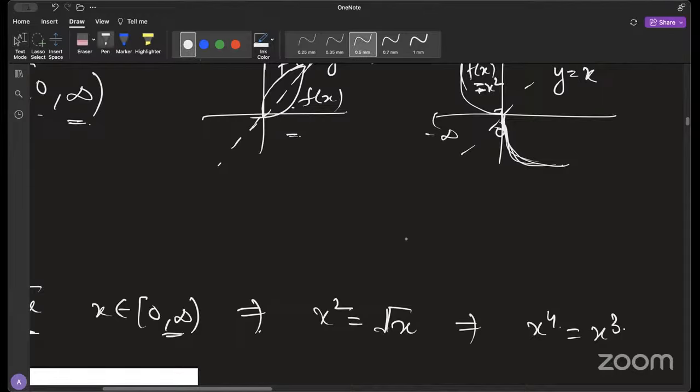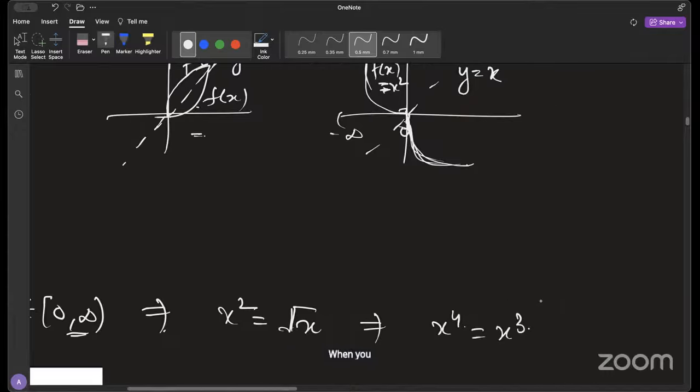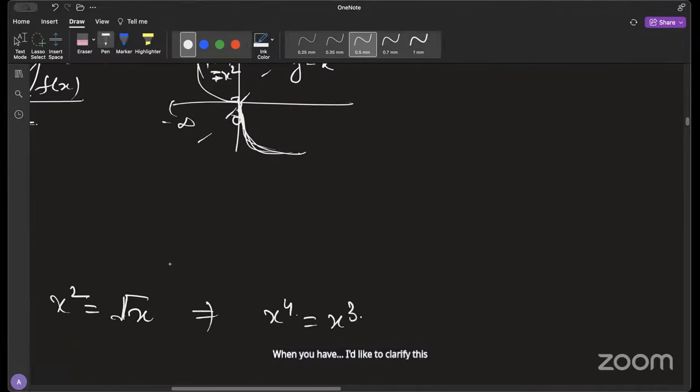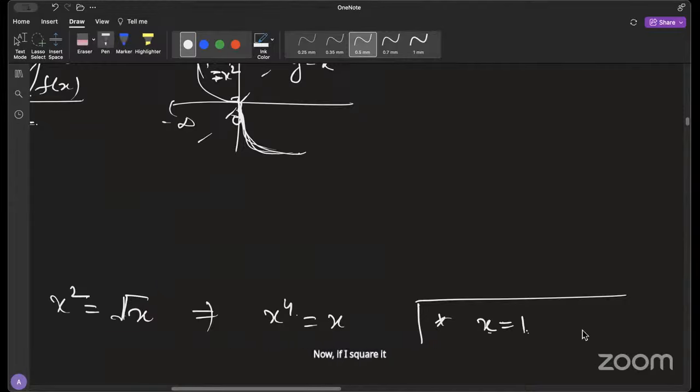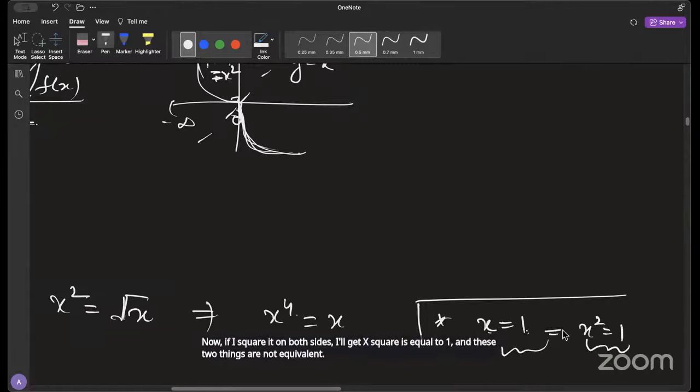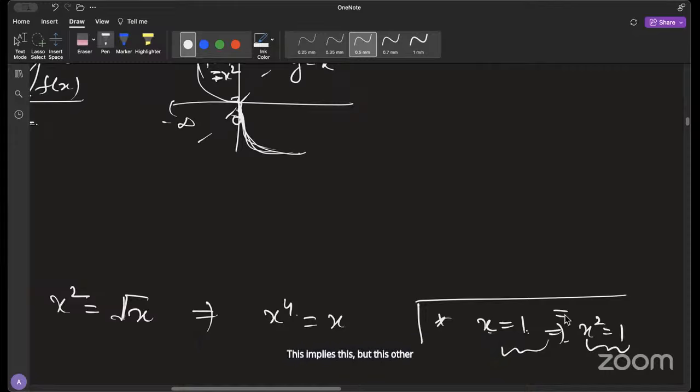Now I'd like to clarify something here while using the square. This is just x, right? That is, if you have x equals 1, and I square both sides, I'll get x squared equals 1. These two are not equivalent. This implies this, but the other side does not imply this. So every root of this one is also a root of this one, but not every root of this is a root of the other.